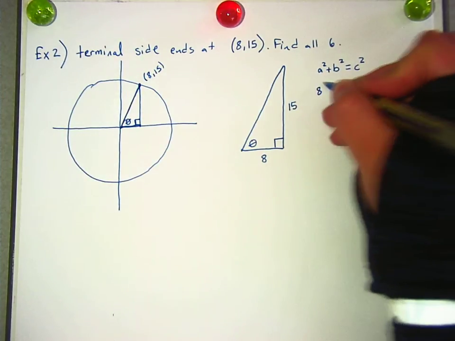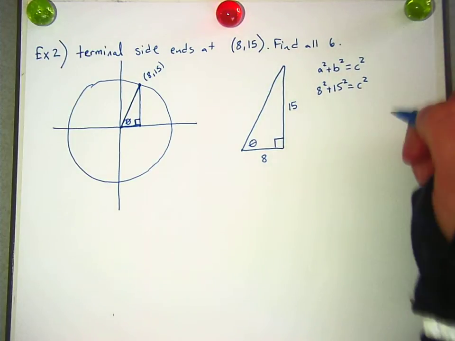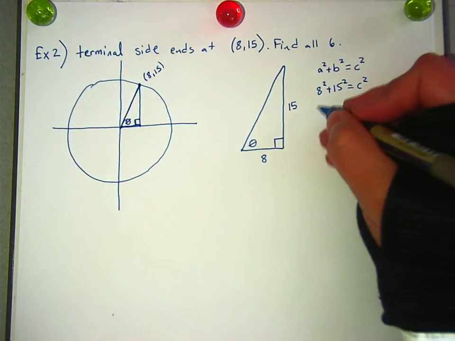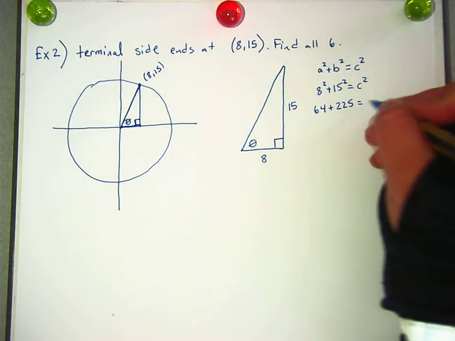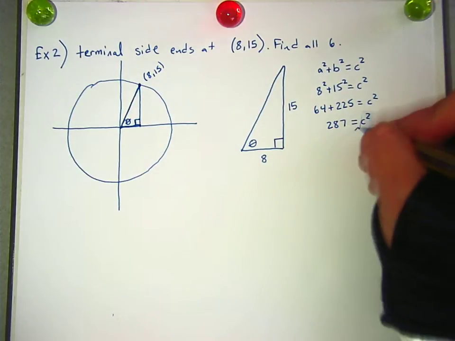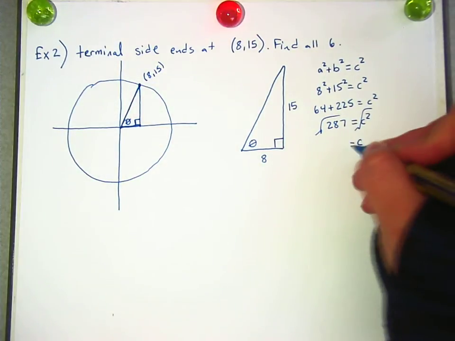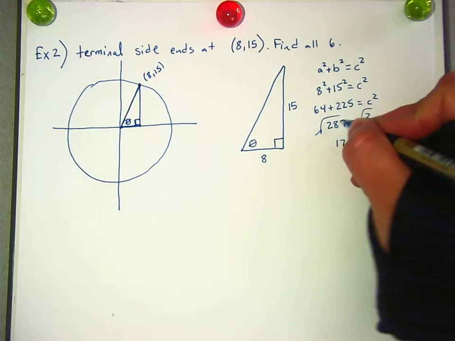So this is 8 squared plus 15 squared. Everybody understands that the thing we're missing is the hypotenuse, right? So if you figure that out, that's 64 plus 225, which is 289, which is c squared. Square root, c equals 17. I know I did that fast, but I was hoping you were doing it while I was talking.